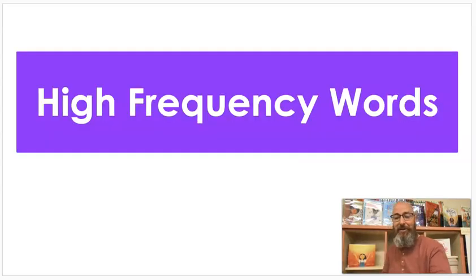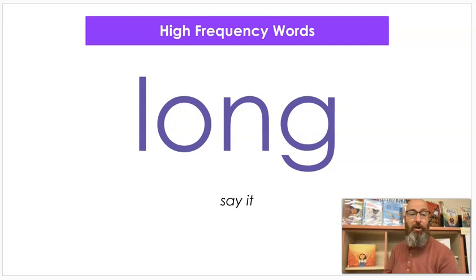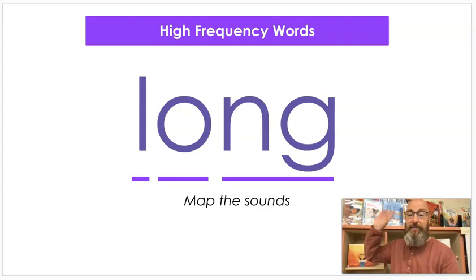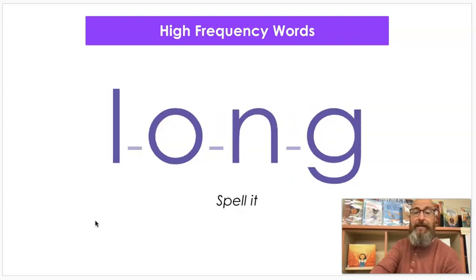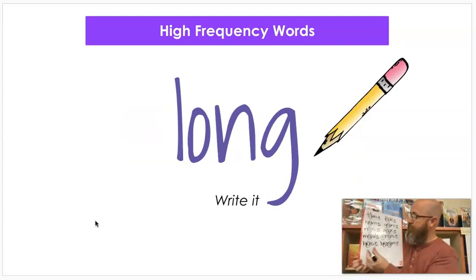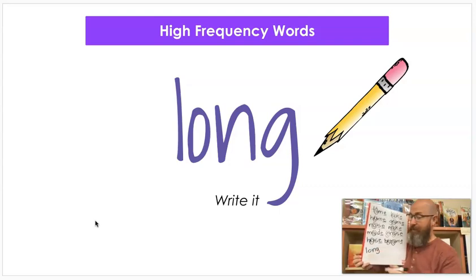All right, last two words, our high frequency words for the week. Our first word is long. Say long. Map the sounds. L, ah, ng. Long. And if you notice, the O here is a short vowel, and ng says ng. Spell it. L, O, N, G. Long. Write it. L, O, N, G.